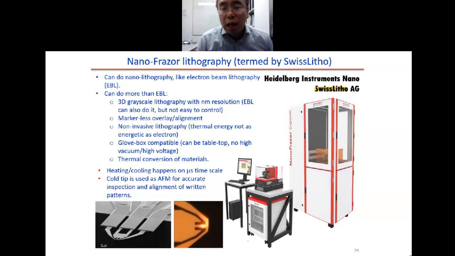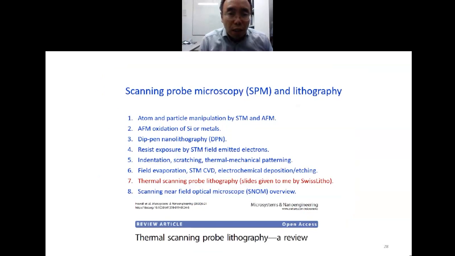This company was later bought by a bigger company. Swiss Lithography was in Switzerland, and the bigger company is German, Heidelberg Instruments. So now they are the same company. But this is the topic called thermal scanning probe lithography. I got those slides from the Swiss Lithography people because we are in the same WeChat group. If you want to learn more about this process, you can read this review paper, Thermal Scanning Probe Lithography, published just one or two months ago, in 2020.